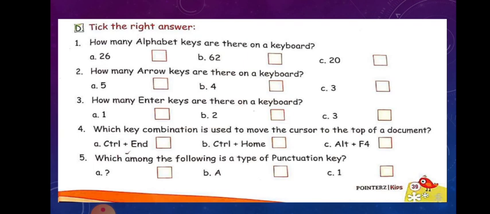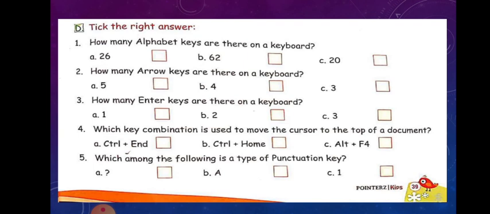Okay. Now next, third question. How many enter keys are there on a keyboard? Dear children, there are 2 enter keys on the keyboard. The options given are 1, 2 and 3. So the correct option is B, 2.